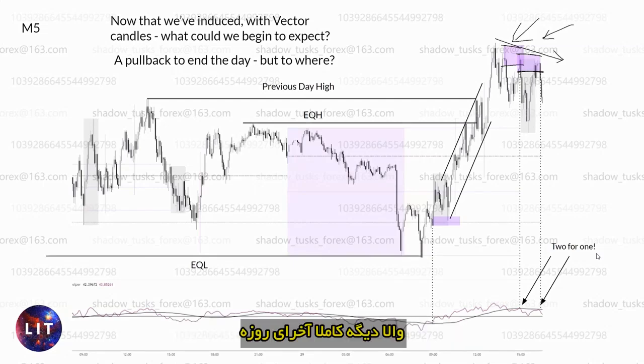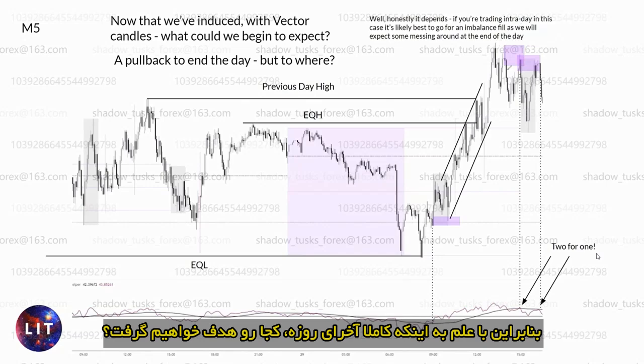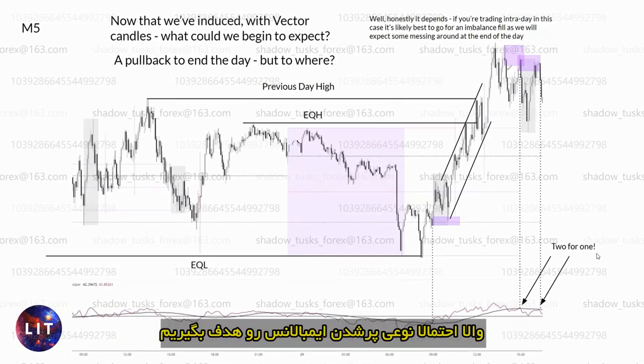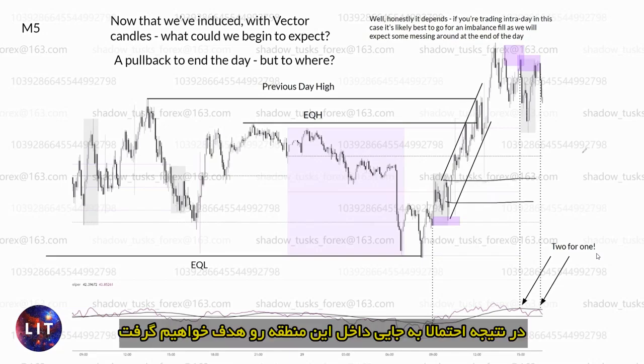Well, it's quite late in the day. So where are we going to aim for? Knowing that it's quite late in the day, well, likely we're going to aim for some kind of imbalance fill. Maybe we potentially get like London close. So if we're looking through all of this, our imbalance is here. So we'll likely aim for somewhere within this region.